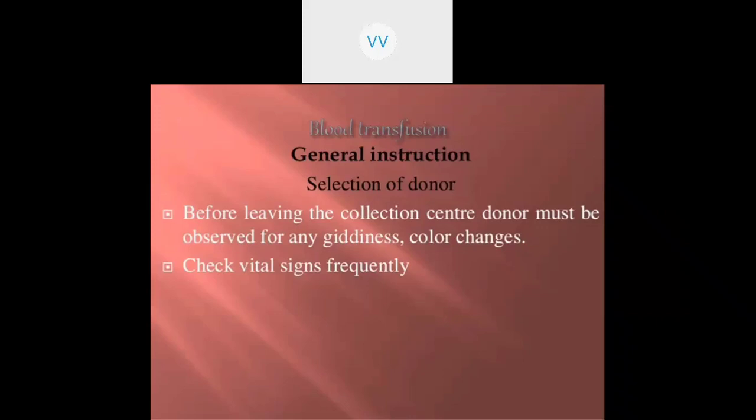the nurse who receives the blood must observe the donor for any giddiness, any color changes, any blue colors. Any color change, you have to check that. And check the vital signs frequently: BP, blood sugar, all of these you have to check.